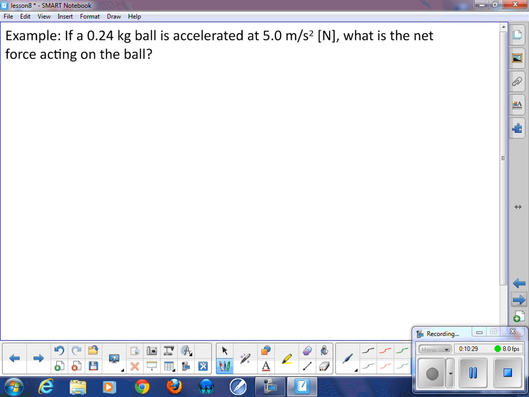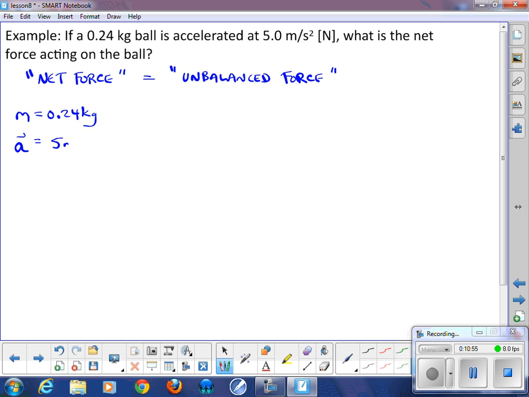So net force, okay. You need to know both terminology. Net force and unbalanced force mean the same thing. They can be used interchangeably. You can interchange them as you wish. So what do I know? I know my mass is 0.24 kilograms. I know acceleration, 5 meters per second squared to the north. So what is my force?